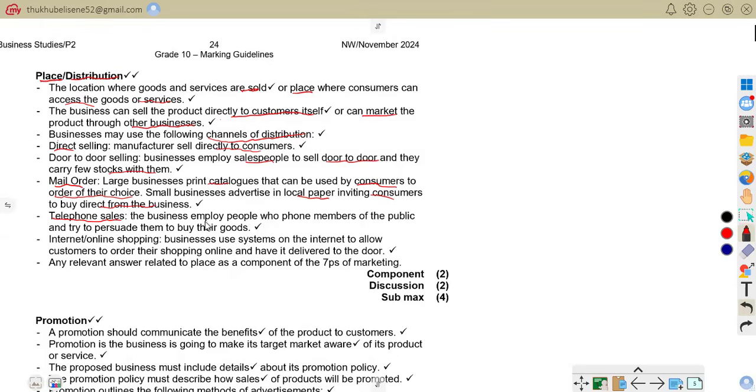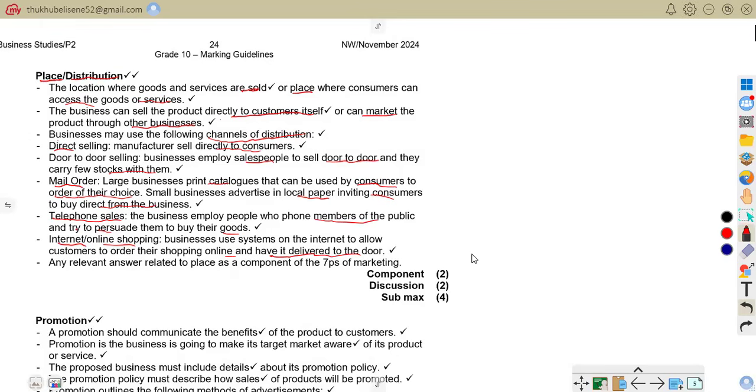Telephone sales. The business employs people who phone members of the public and try to persuade them to buy their products, their goods. Also, internet is a channel, or online shopping. Businesses use systems on the internet to allow customers to order their shopping online and have it delivered to the door.